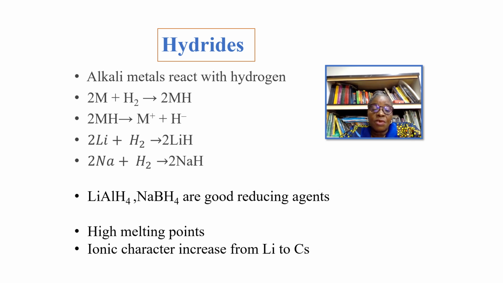They are ionic solids with high melting points. Their ionic character increases from lithium to cesium. As the size of the metal cation increases down the group, the lattice energy of the hydride decreases down the group. The reactivity of the alkali metals towards hydrogen decreases down the group.